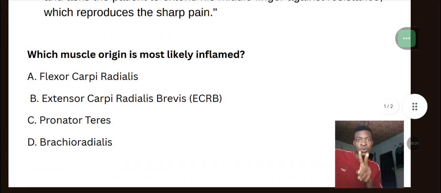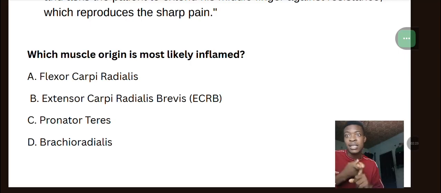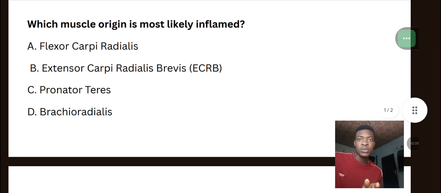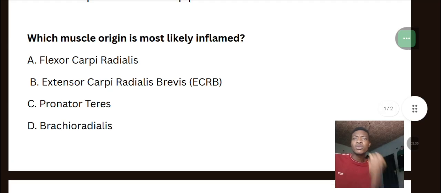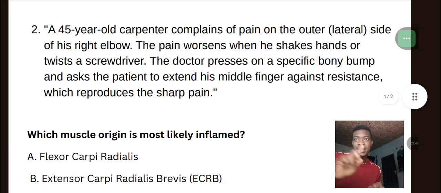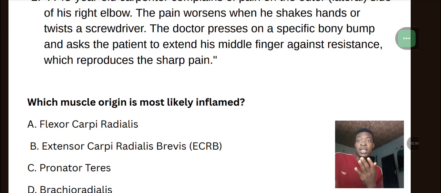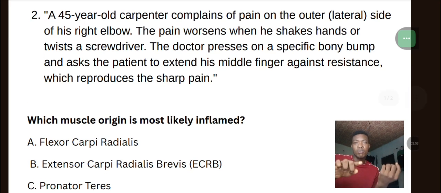And then we are left with two options here: the brachioradialis and the extensor carpi radialis brevis, your ECRB. The brachioradialis originates from the lateral supracondylar ridge, and its function is bending of the elbow. Now, the question says that the doctor presses a specific bony bump and asks the patient to extend his middle finger against resistance. The extensor carpi radialis brevis is what connects the elbow to the middle finger.